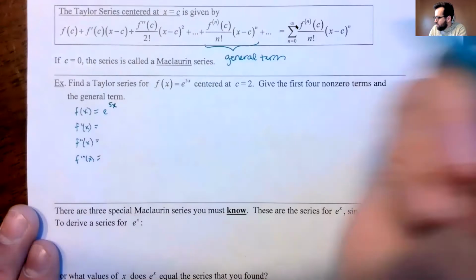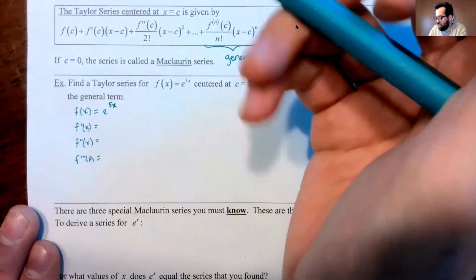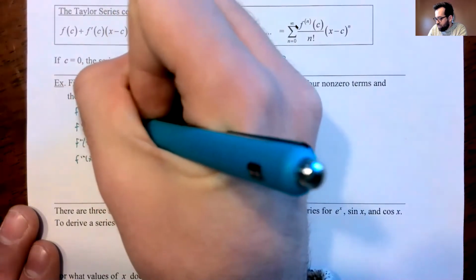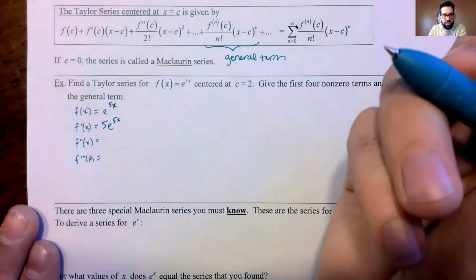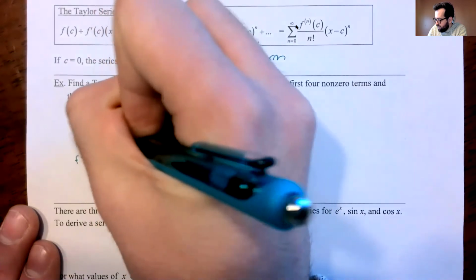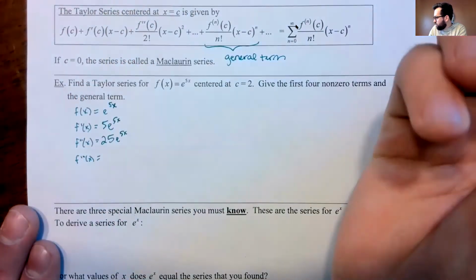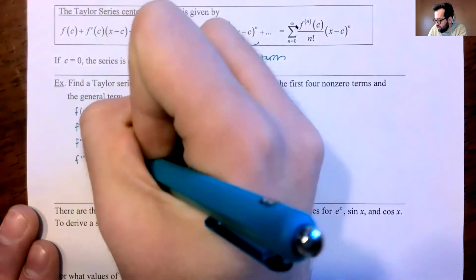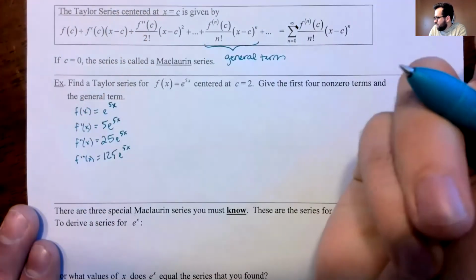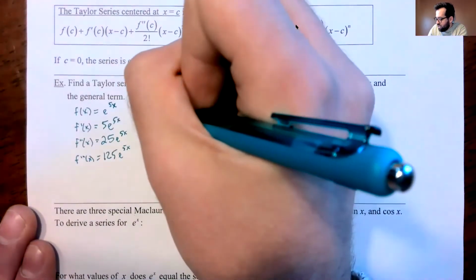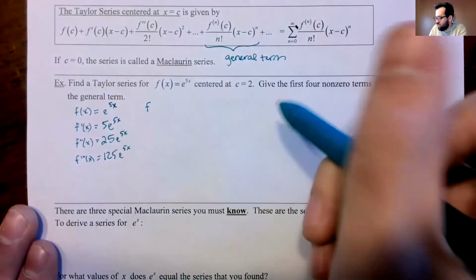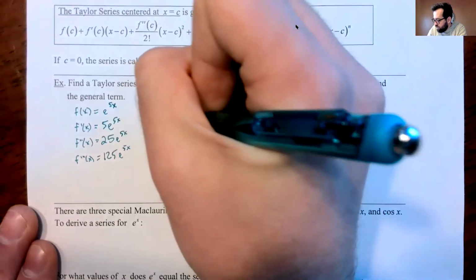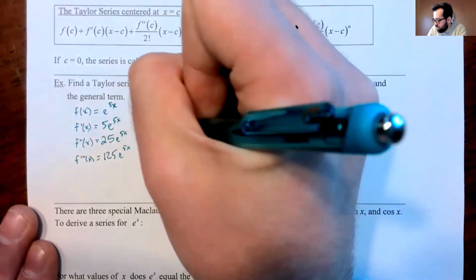So let's think about what's happening here. E to the 5x, when we take the first derivative, we're going to have to multiply that by 5. For the second derivative, we're going to have to multiply by 5 again. For the third derivative, we're going to have to multiply by 5 again. And then let's plug in 2 here because we're centered at 2. So we need f of 2, f prime of 2, etc.